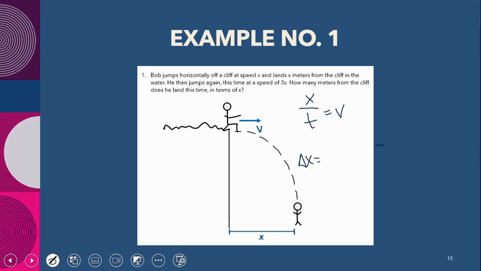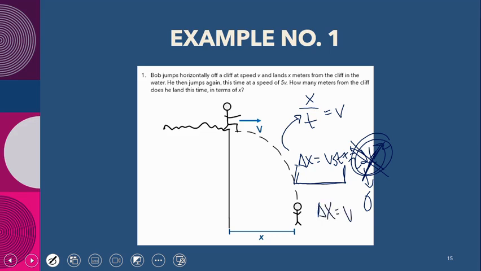In the horizontal direction, plus 1/2 at squared, in the horizontal dimension, there's no acceleration. This is 0. So this whole term here just cancels out, and we're just left with this change in x is equal to v_0 t, which is the same equation as this. Now, let's say that this equation represents Bob in the first scenario. He jumps with a speed of v initially, and he lands a displacement of x away from the cliff.